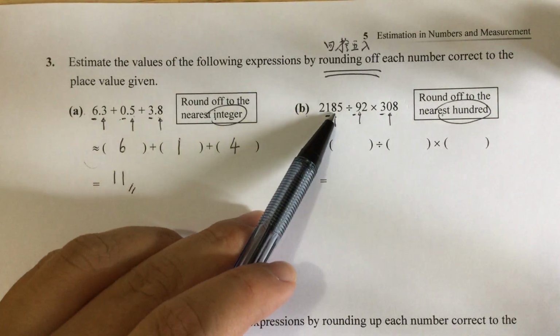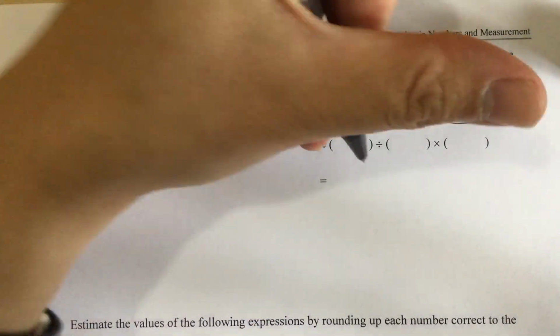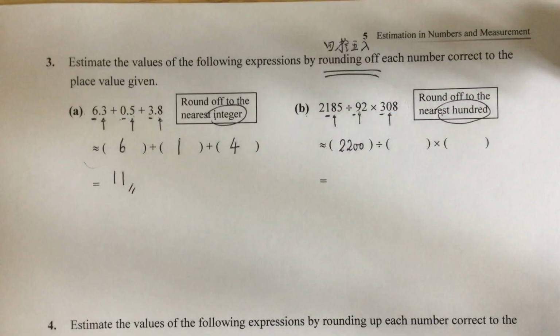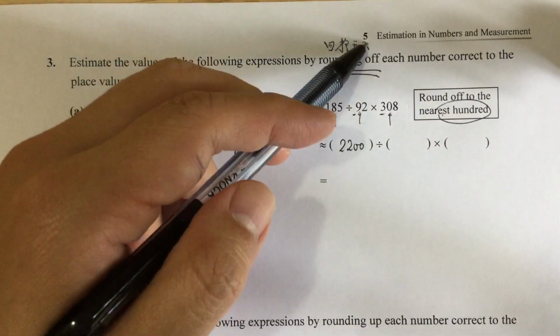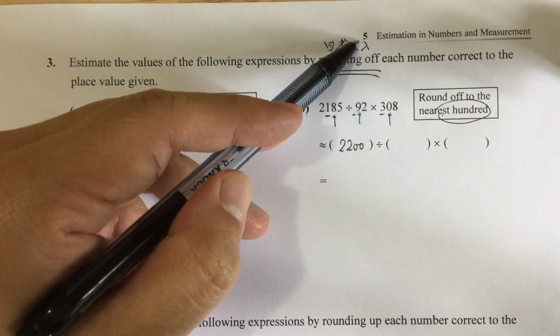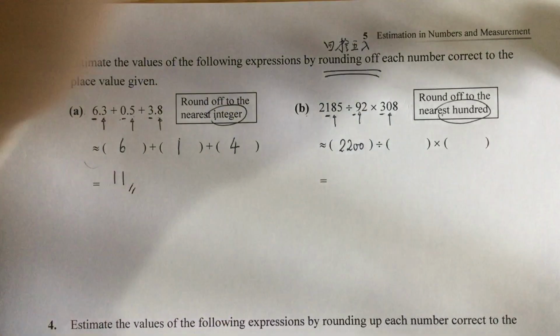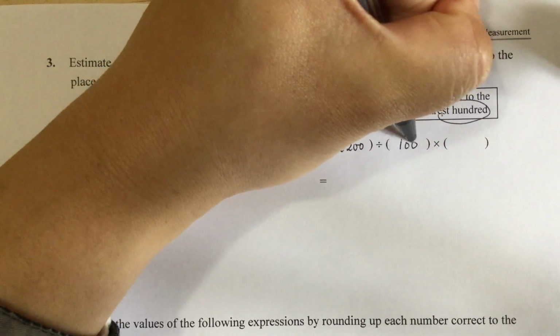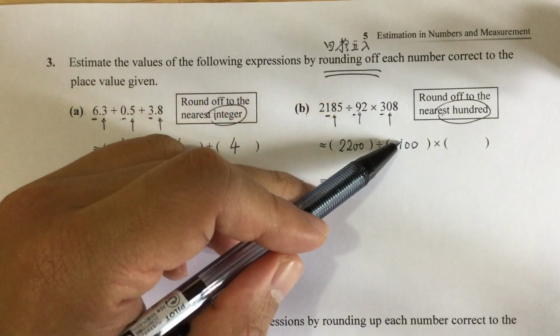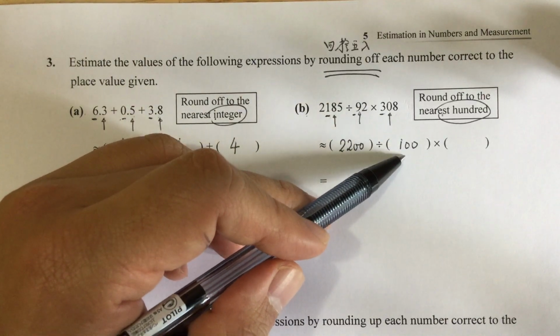2,185, so that means I will make some approximation, that is 2,200 for it. Because 8 is bigger than 5, so I will make one more of it. For 9 also is bigger than 5, so I will count it as 100. Because I put a 0 here, 092, so I will make it one more, so this is 100.